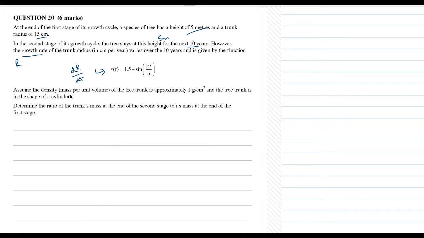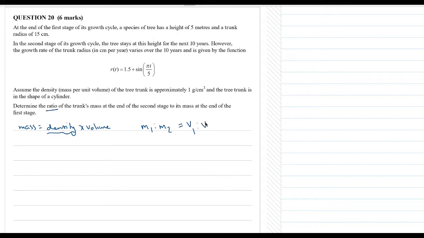Assume the density (mass per unit volume) of the tree trunk is approximately 1 gram per centimeter cubed, and the tree trunk is in the shape of a cylinder. Determine the ratio of the trunk's mass at the end of the second stage to its mass at the end of the first stage. Mass is given by density times volume. And as density is the same, the ratio of M1 to M2 will be the same as the ratio of V1 to V2, like volume 1 to volume 2.